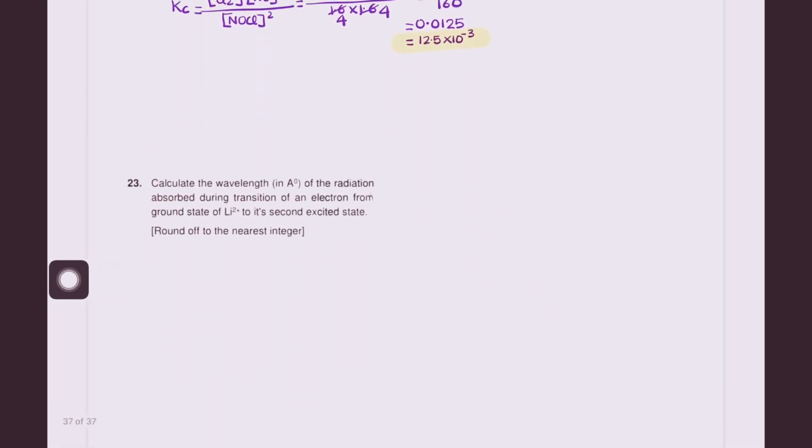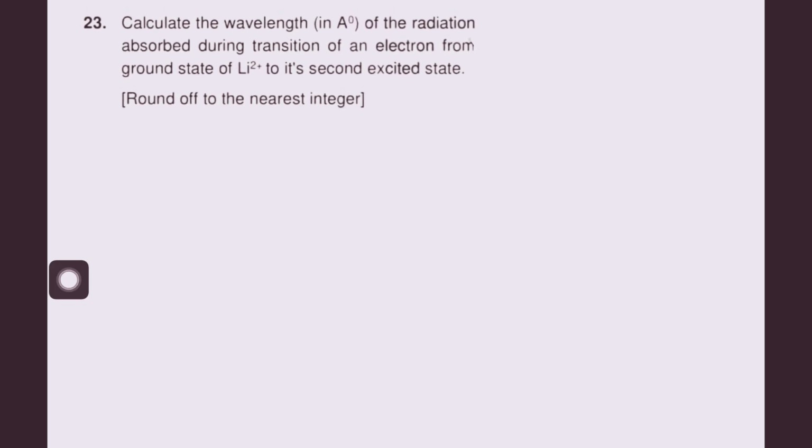Now let's see the next question, and that's the last one. Calculate the wavelength in angstrom of the radiation absorbed during the transition of an electron from ground state of Li2+ to second excited state. So ground state is n equal to 1 and second excited state is n equal to 3. Basically they are asking you wavelength.